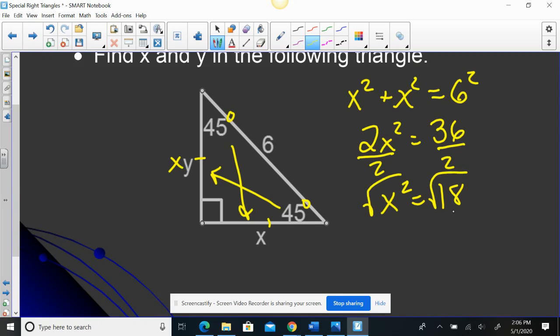Take the square root here. So maybe I want to use 6 and 3, 2 and 3. Here's a nice pair. So I'm going to get 3 square root 2. Or I could simply use my sheet and say, well, my leg is my hypotenuse divided by 2 times the square root of 2. So 6 divided by 2 times the square root of 2 would give me 3 square root 2. Either way is fine.